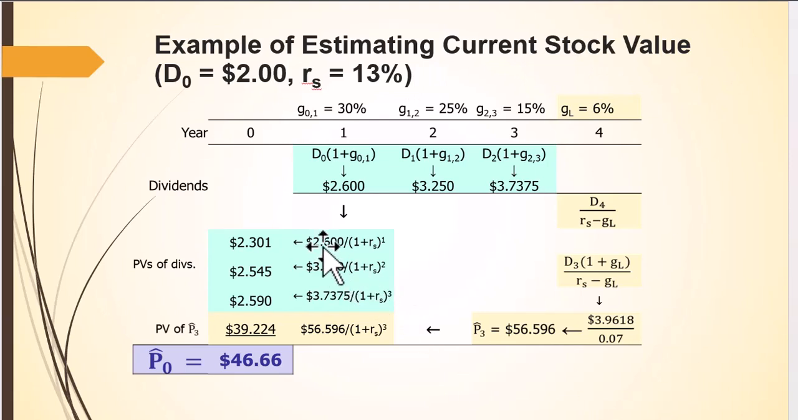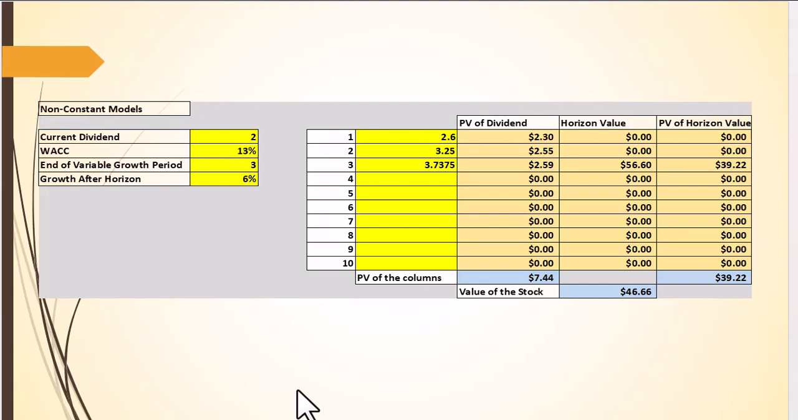So we need to calculate what? The future growth. D0 times 1 plus the growth rate gives us D1. Then you take D1 times 1 plus growth gives you D2, etc. Then we have to find the value at the end of year 3. So again, the value of that in this case is $56.60. That'd be D4 divided by the required return minus the growth rate. Find the present values. That gives us $46.66.